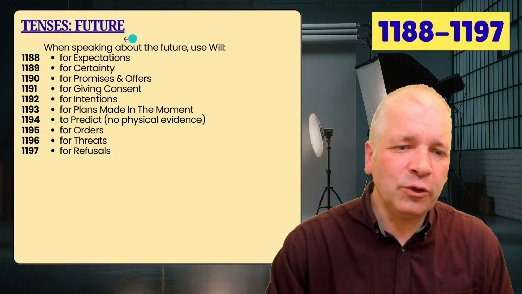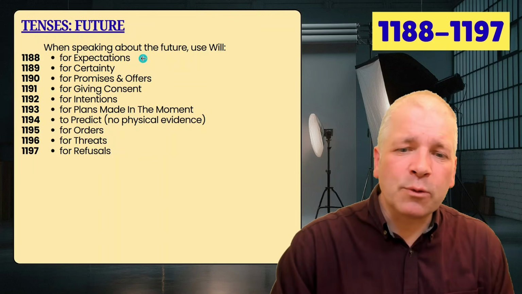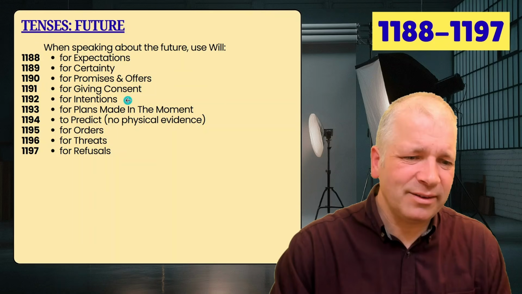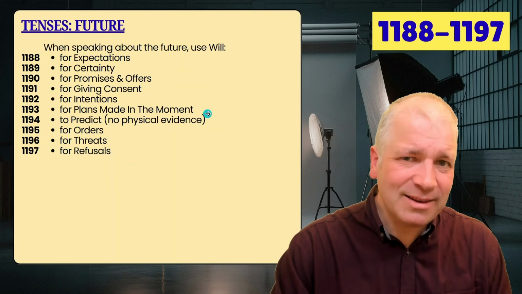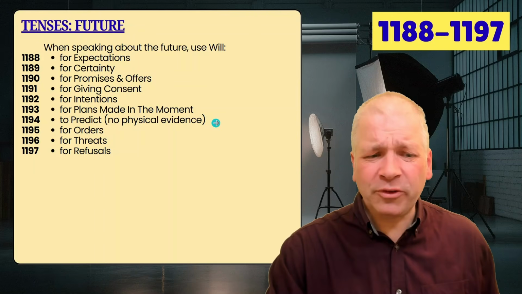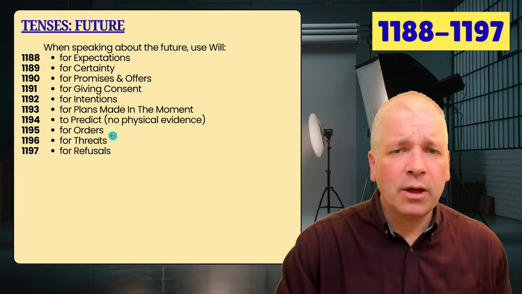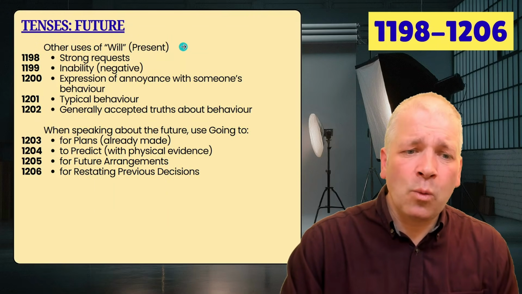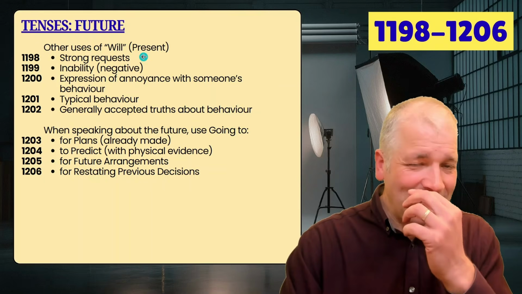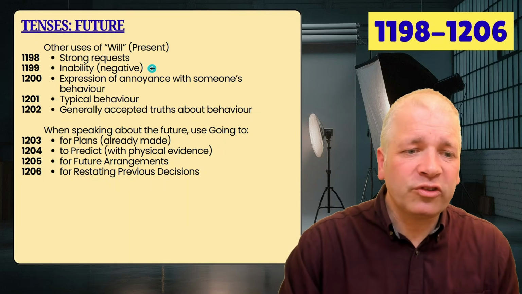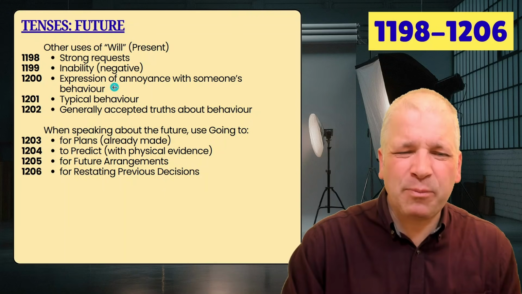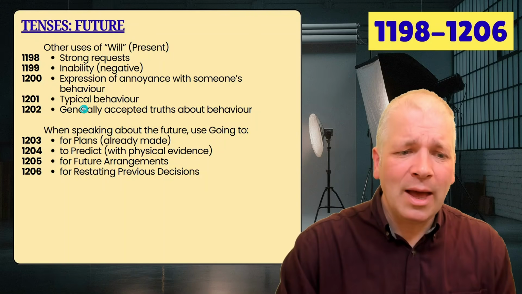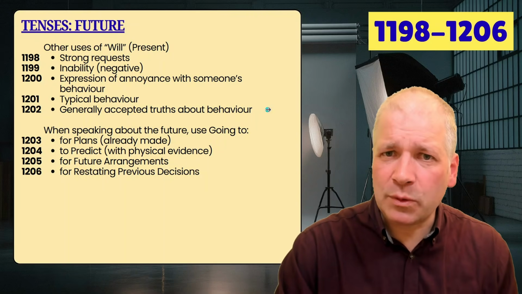Now for speaking about the future with will. We use will for expectations, certainty, promises and offers, giving consent, intentions, plans made in the moment, to predict something where we've got no physical evidence, if you're giving orders, threats or refusals. We can also use will for the present tense, when we're making the request stronger, or to show inability to do something, expressing annoyance with someone's behaviour or describing typical behaviour of something, and also for generally accepted truths about behaviour.